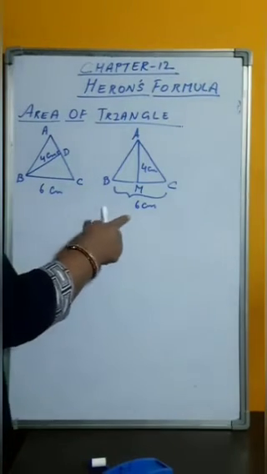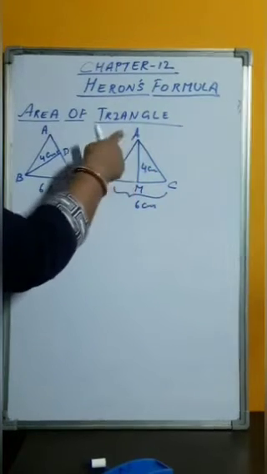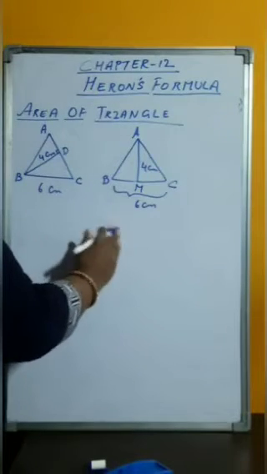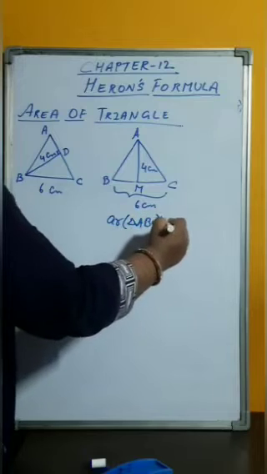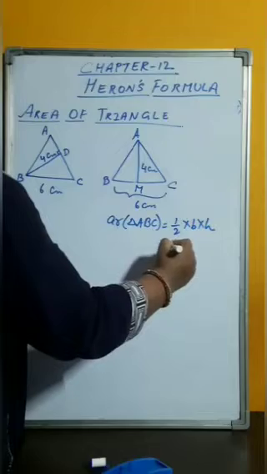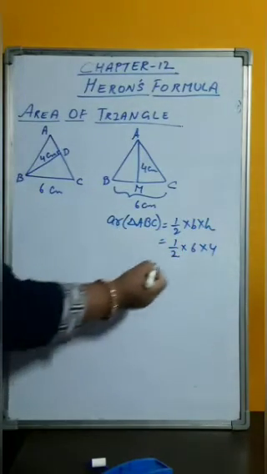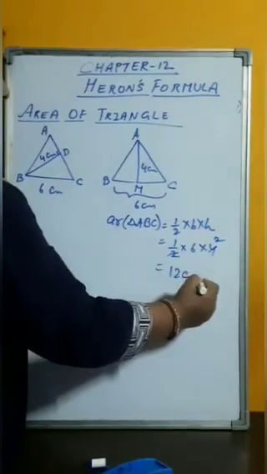But here in this question, you can see the base BC and the perpendicular is dropped from its opposite vertex A. So its area can be calculated by the formula half base into height. In place of base we will put 6, and in place of height we put 4. So its area is 12 cm square.